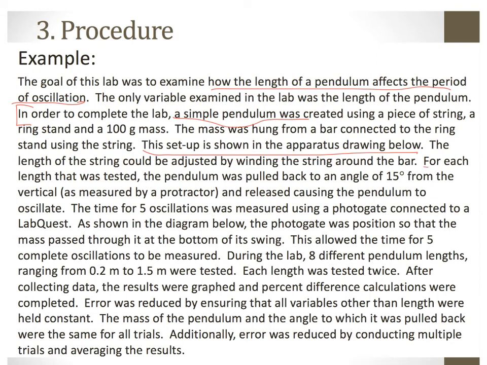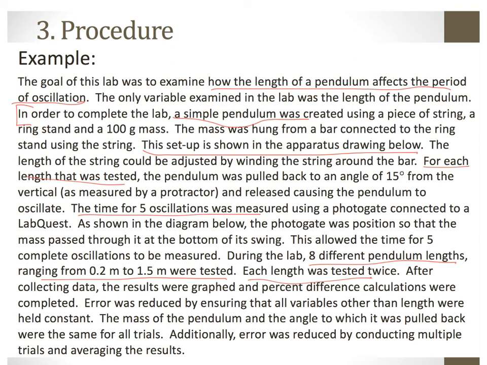Then we start here for each trial that was tested for each length. This is specifically what was done. The pendulum was pulled back and released, causing it to oscillate. The time for 5 oscillations was measured. So this is what was measured once we did that trial. And then we're talking about how many trials were taken: 8 different pendulum lengths, the range that was tested, and how many trials were done of each. So that's that last little bit of talking about how many trials you did.